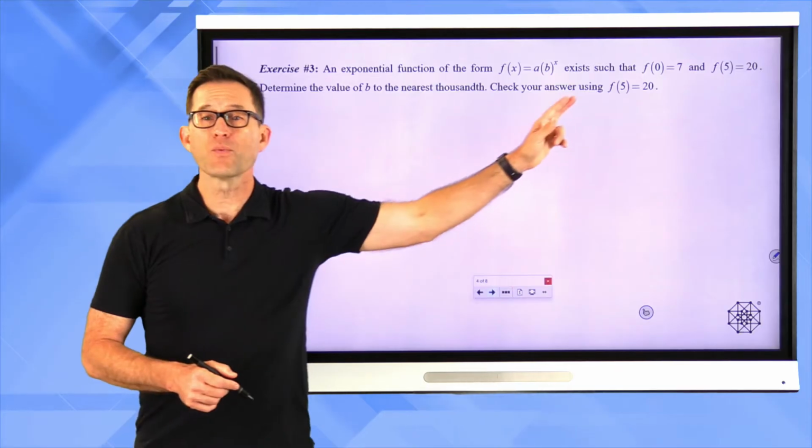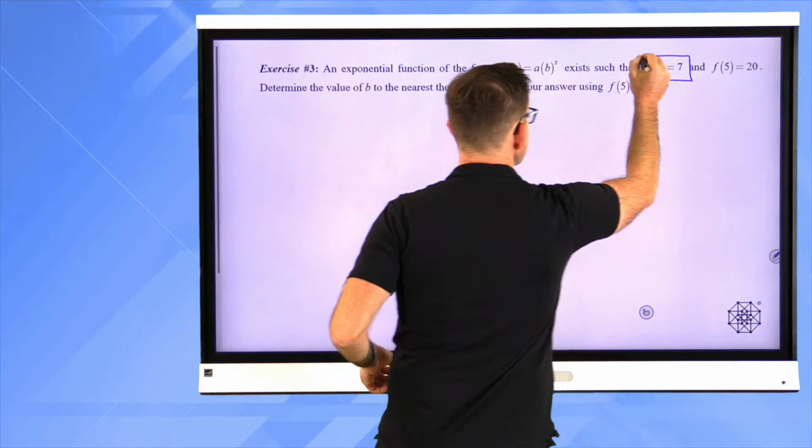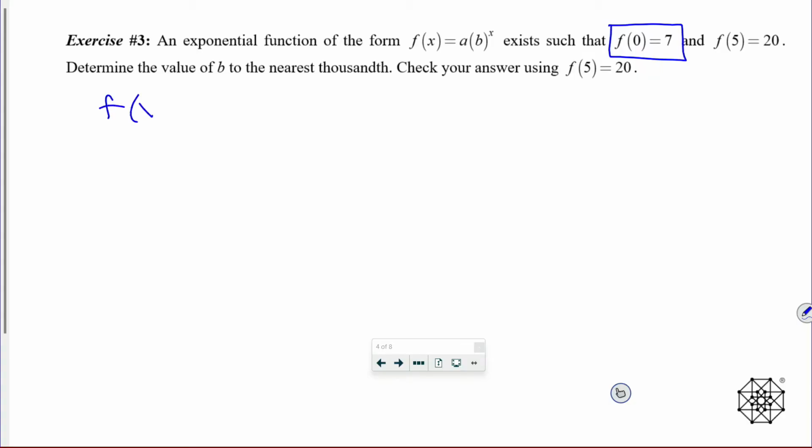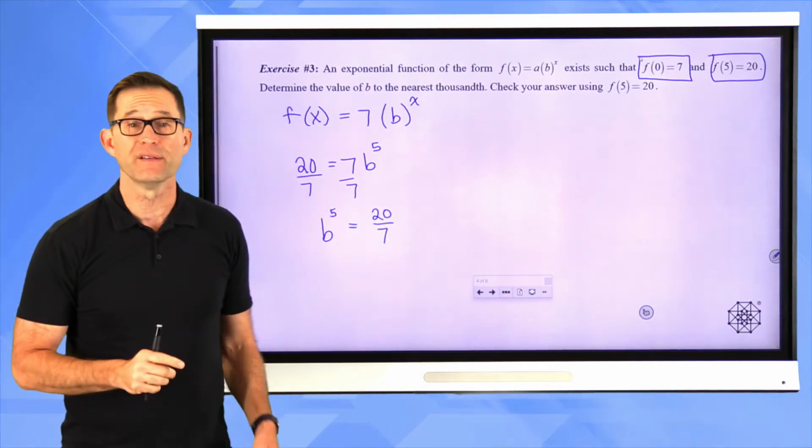All right, well, because we're given f of 0 is equal to 7, due to the fact that we know this condition, then immediately what we can say is that f of x is equal to 7 times b to the x. Now using this particular condition, we can say that 20 is equal to 7 times b to the 5th. We can now divide by 7 on both sides, and unlike the last problem, where we had a nice ratio that turned into a whole number, 20/7 isn't particularly nice, so I have b to the 5th equals 20/7.